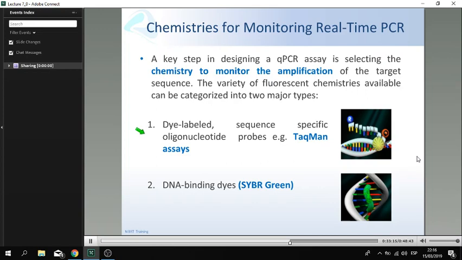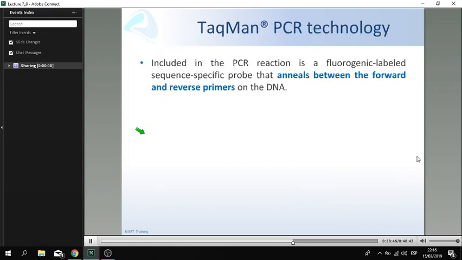So I said that we can monitor the amount of DNA that is being produced in each cycle because we are measuring fluorescence. And there are a few different chemistries that we can use to monitor the amplification of the target sequence. I'm going to mention the most popular ones, but there are definitely more than these. So the ones that are used the most would be dye-labeled sequence-specific oligonucleotide probes, such as TaqMan assays, or DNA binding dyes, like SYBR Green. So we'll talk about them.